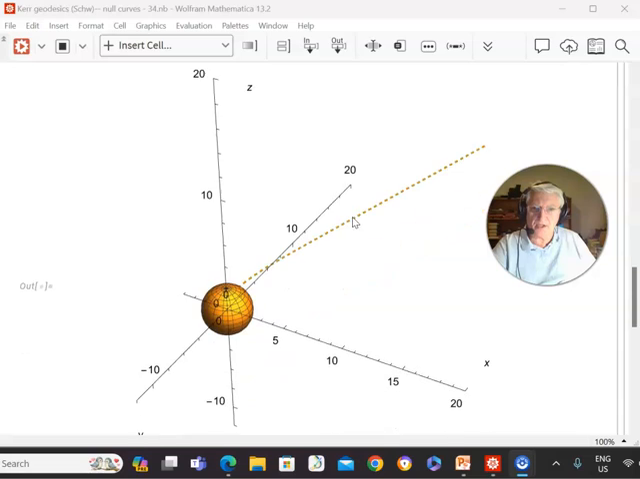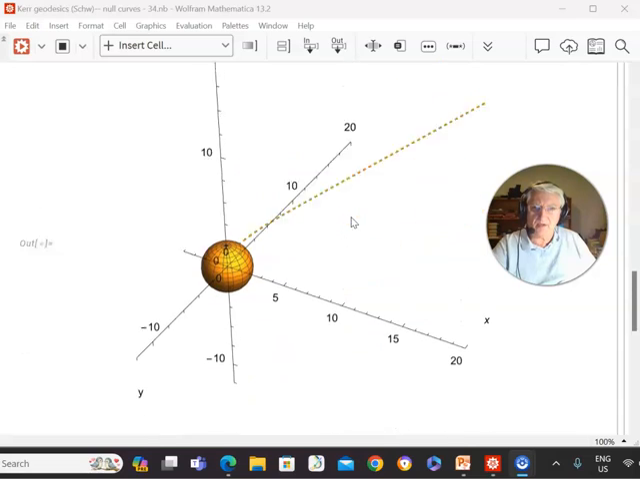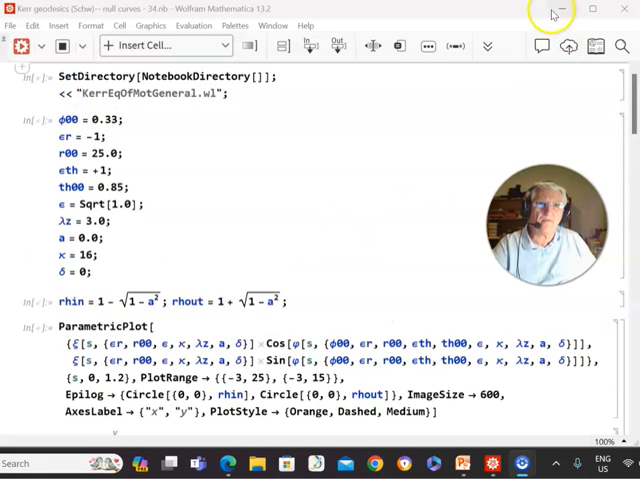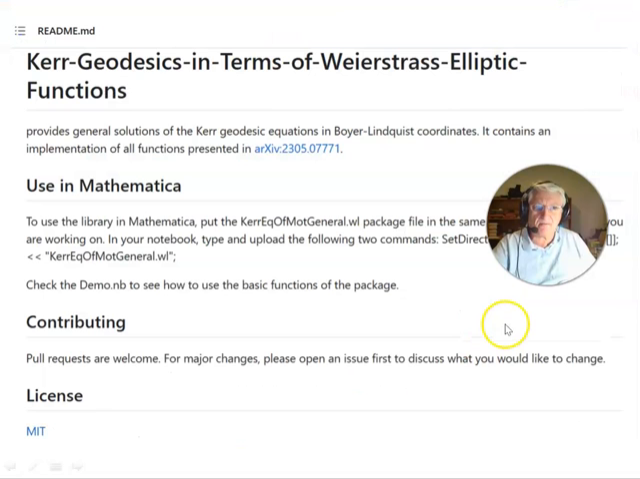Okay, so I'm going to show a few of these, and you can plot this. Now, this is the Schwarzschild case, not the Kerr case. All right, so let's go back now.